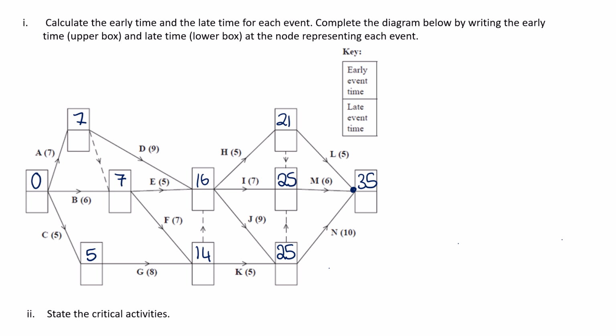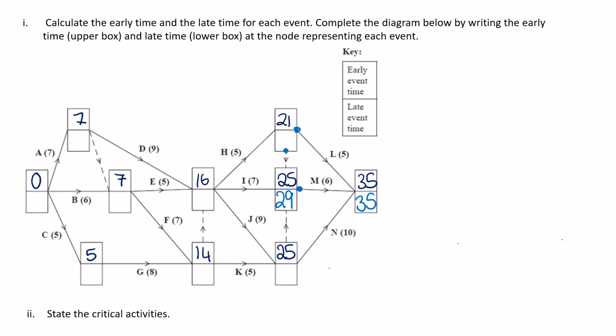So now let's do the late times. Remember, with the late times, we're always looking for the smallest late time. So we put our 35 in here to begin with. Let's go back to here. So this has only one thing coming out of it, one activity, and it's 35 minus 6, which is 29.